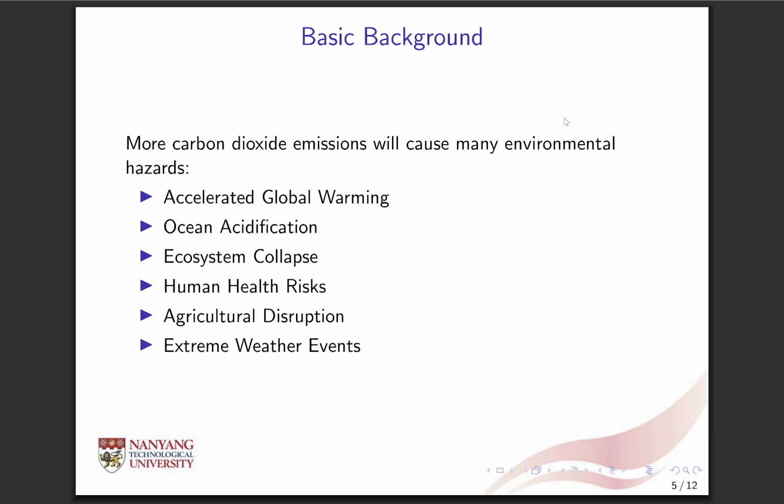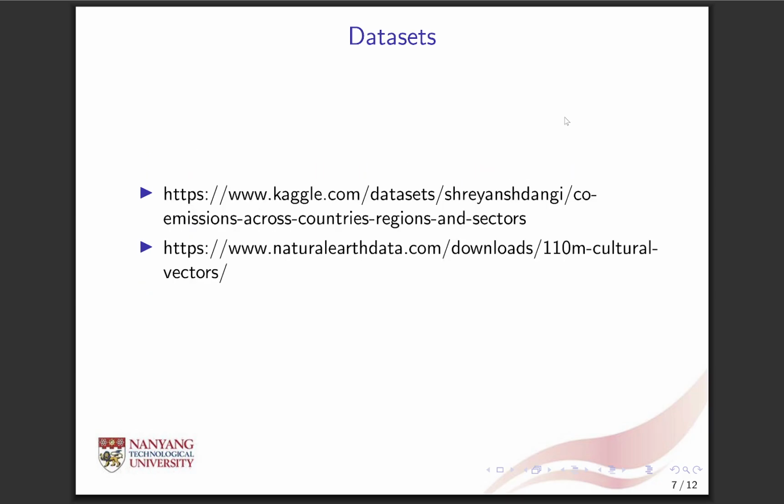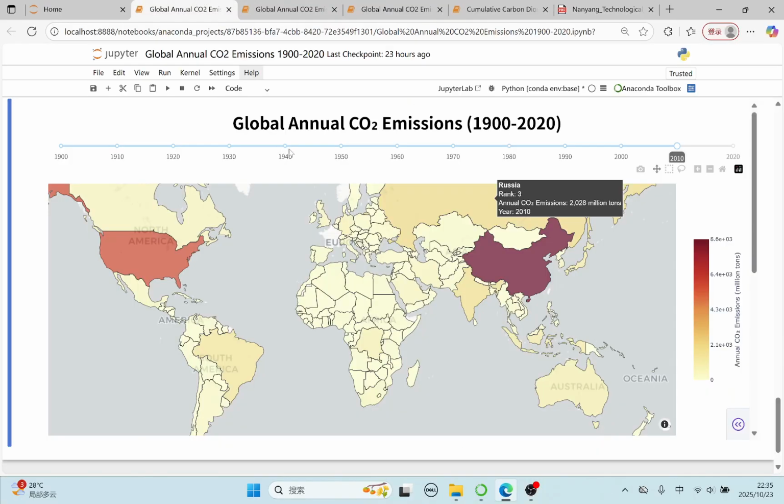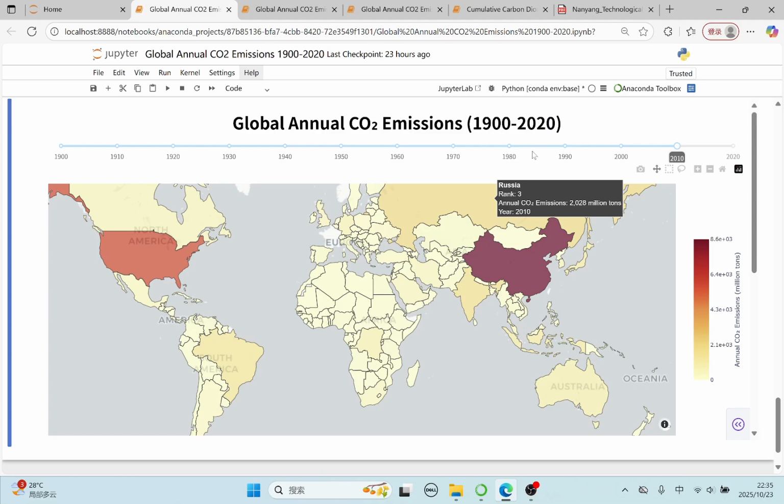Next, let's talk about my contributions of visualizing global carbon dioxide emissions. My datasets are from these 2 websites. Now let's see my results. The coding environment is Jupyter Notebook, and I designed an interactive data visualization for it. Now we will see the data visualization result about global annual carbon dioxide emissions from 1900 to 2020.